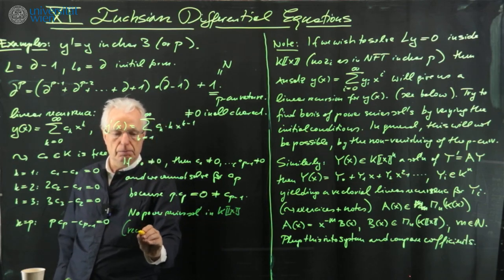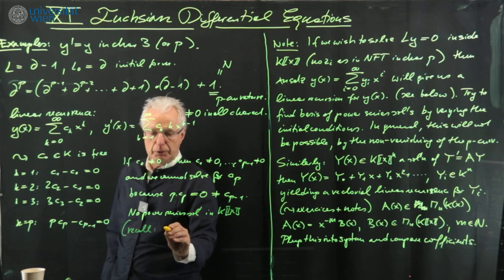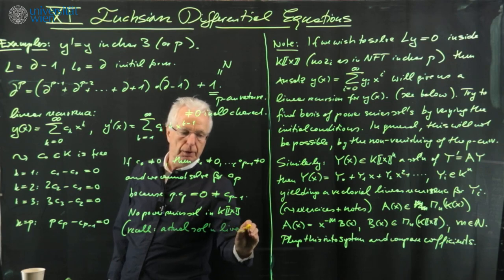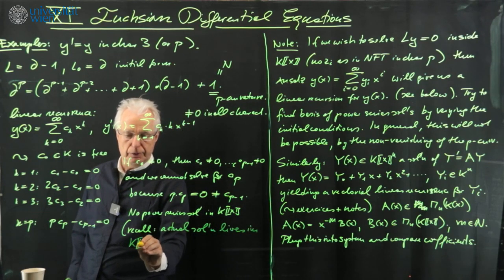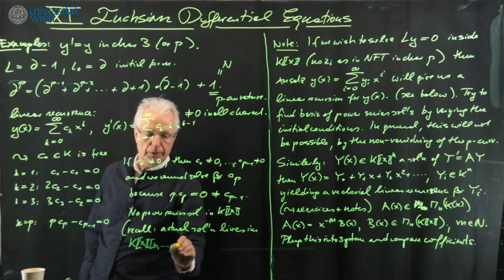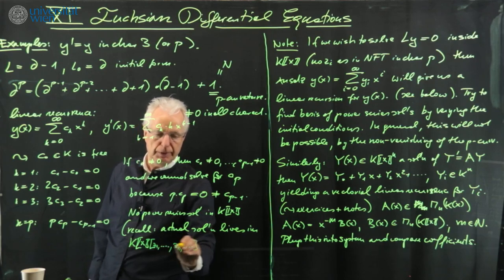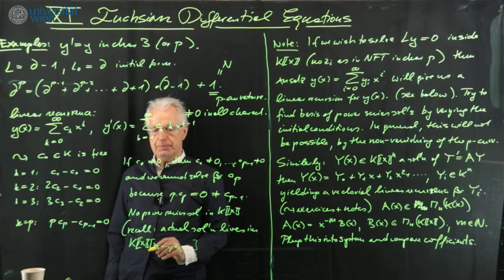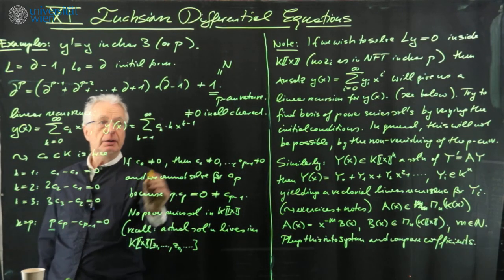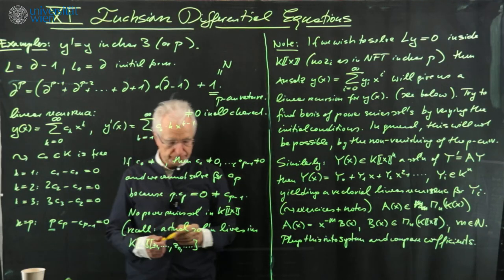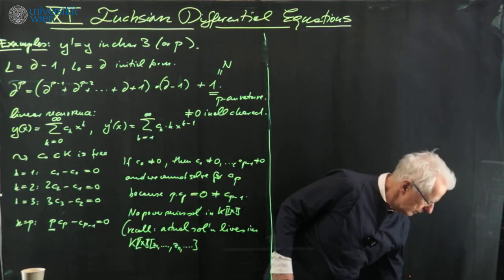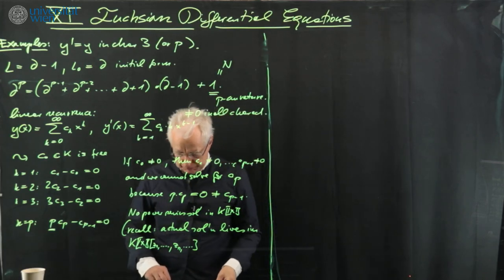And recall, the actual solution lives in kx, where we adjoin zeta 1, zeta n, and so on, infinitely many variables. OK? So the occurrence of this p here relates to the p curvature. Any questions so far? What is my next example?